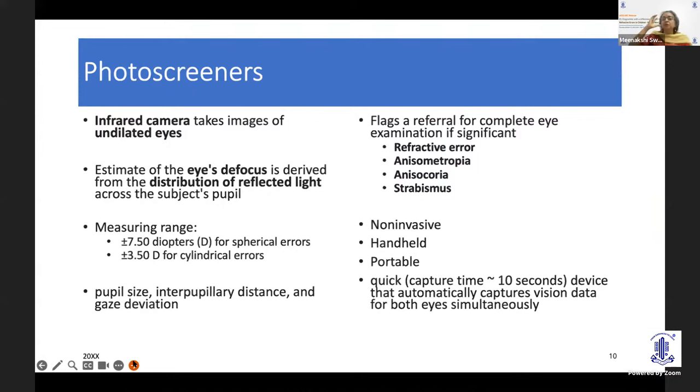So really, what does it flag? A photo screener flags any of these refractive errors, anisometropia, difference between the two eyes, and because it looks at pupil size, anisocoria, and also strabismus. All these can be picked up by the photo screener when they are used for screening and then referred for a comprehensive exam. Really, what is the advantage? They're non-invasive, handheld, portable, quick, less than 10 seconds. So imagine the number of kids you can screen and how efficient the system is, right?